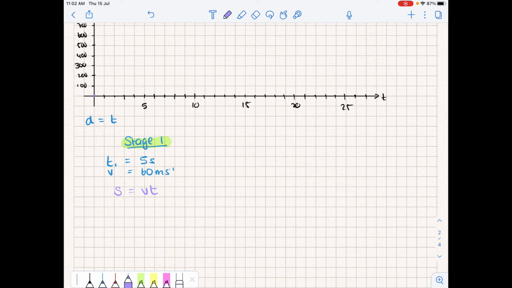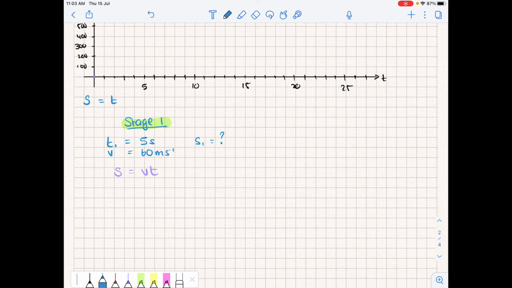And plugging in our information, we are going to solve for displacement 1. This is the first displacement that's going to happen. This is not the total displacement. This is just displacement 1. And this should not be D. This should be displacement. This is the unknown that we're trying to solve. So plugging in our variables, displacement 1 is equal to velocity, which is 60, times time, which is 5. This gives me a displacement of 300 meters.